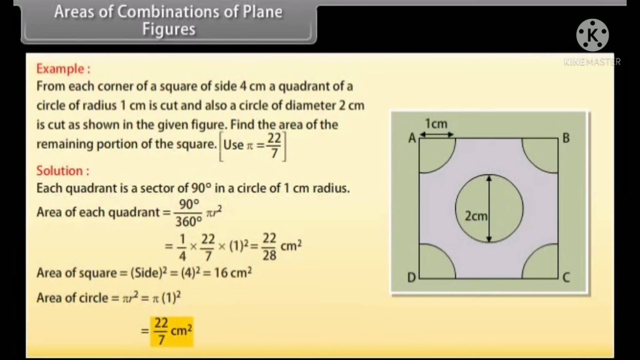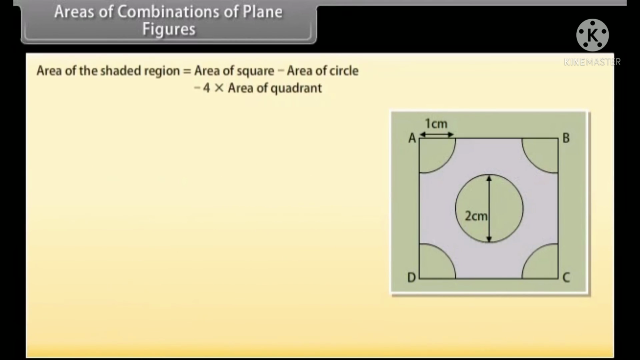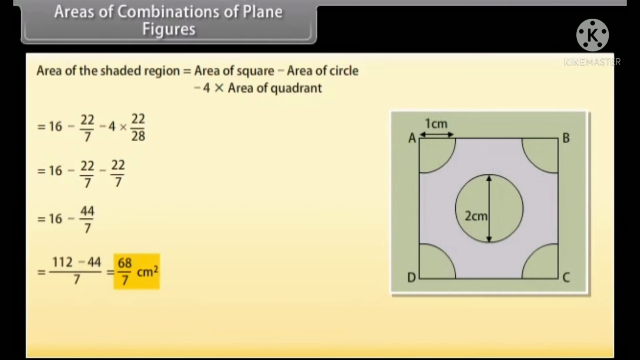Area of the shaded region is equal to area of square minus area of circle minus 4 into area of quadrant. Now, by substitution and calculation of the values, we get area of the shaded region as 68 upon 7 centimeters square.